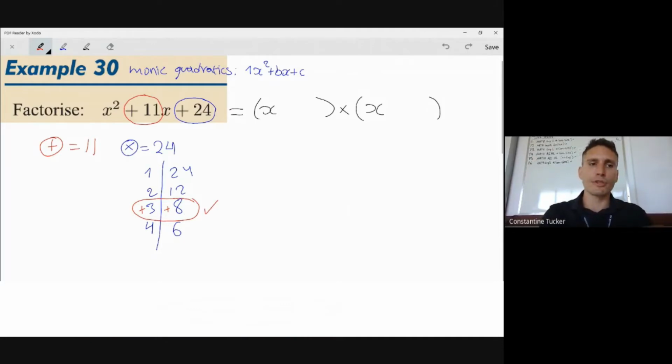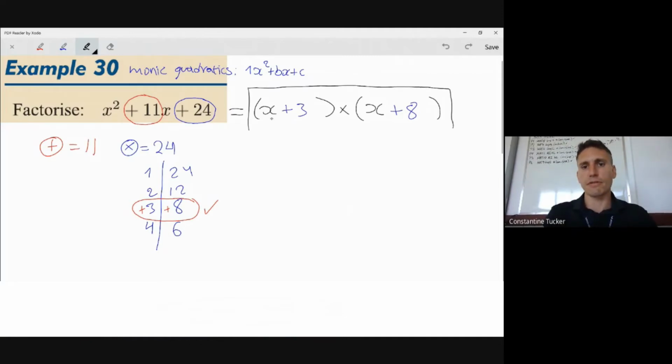So basically all we have to do is go back to the brackets here and put a plus 3 and a plus 8 inside the brackets. And this is the final answer, the fully factorized form.